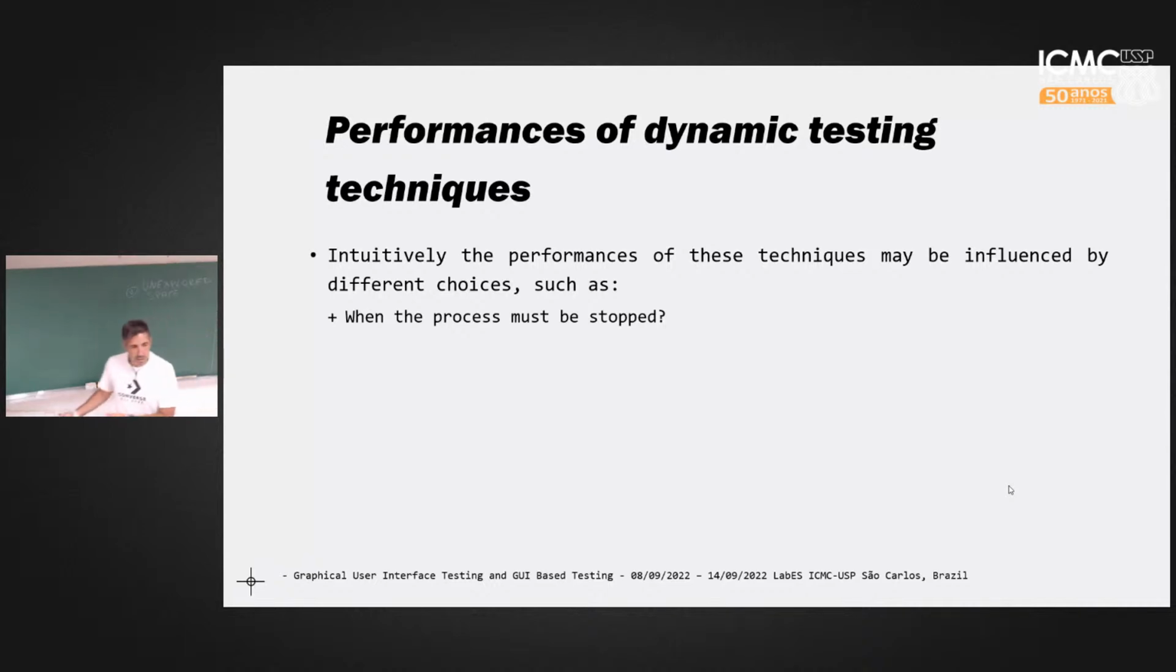Probably his stopping criteria is the faster one, but probably he will not cover too much, but it is a criteria. Okay?